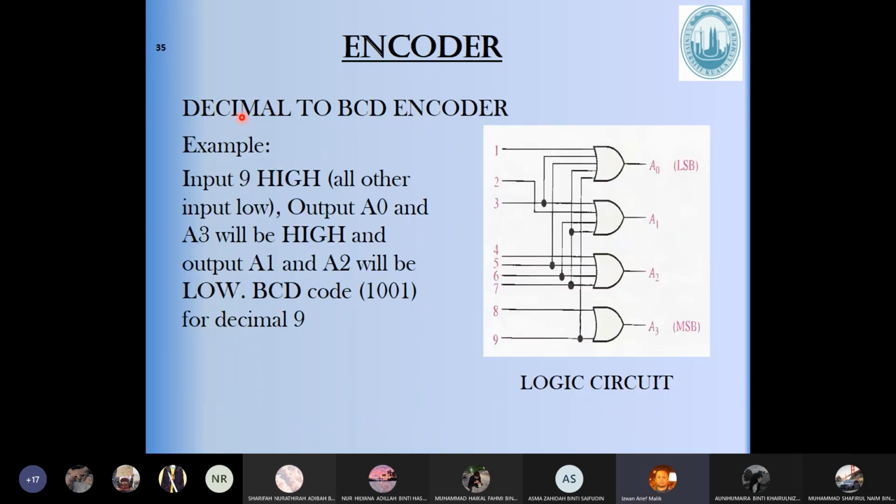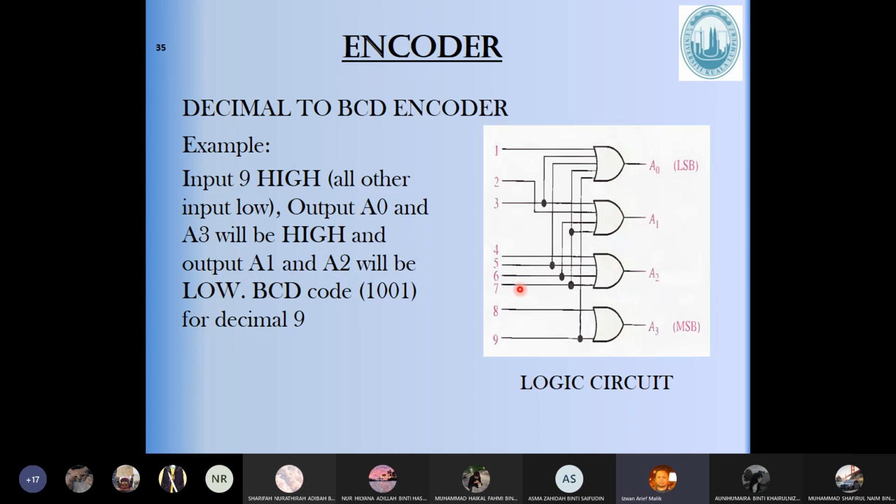Okay, same thing, decimal to BCD encoder. Example here, input 9 is high, katakan 9 high. So bila 9 high, dia akan supply 1 dekat A3, another one dia akan supply dekat A0. So bila sini 1, sini akan jadi 1, dekat sini akan jadi 1. So yang ni akan jadi 0, yang ni akan jadi 0. So 1, 0, 0, 1.